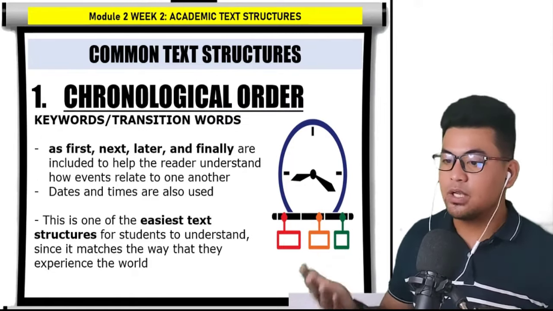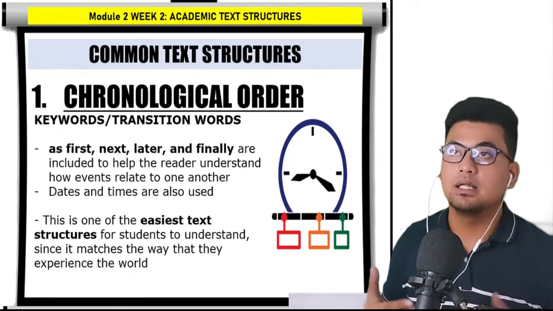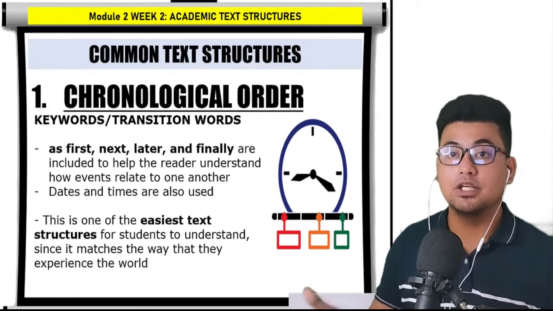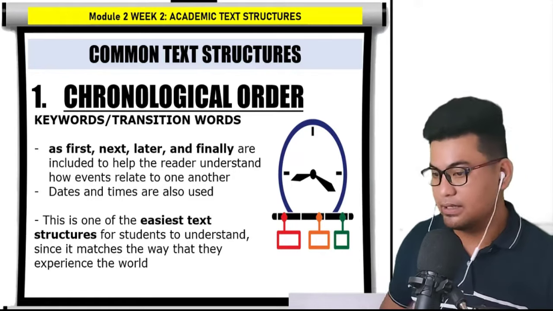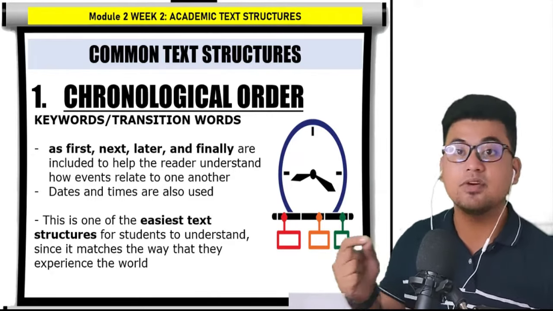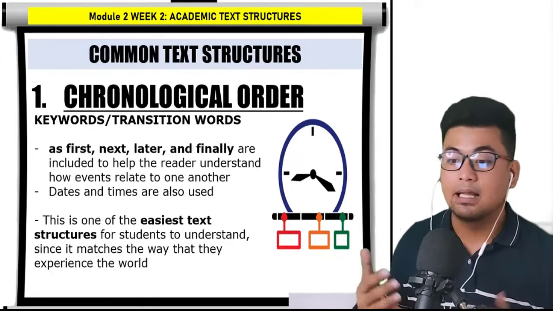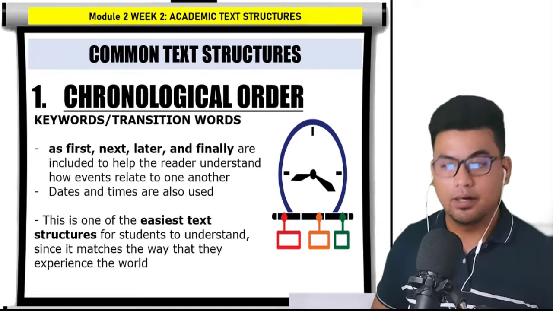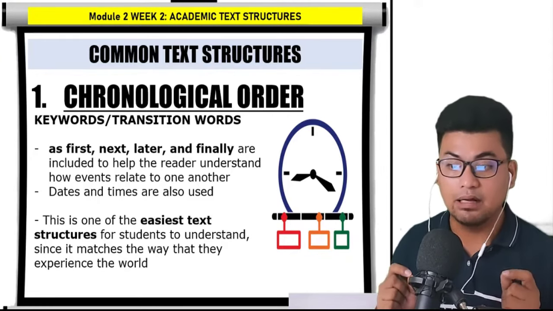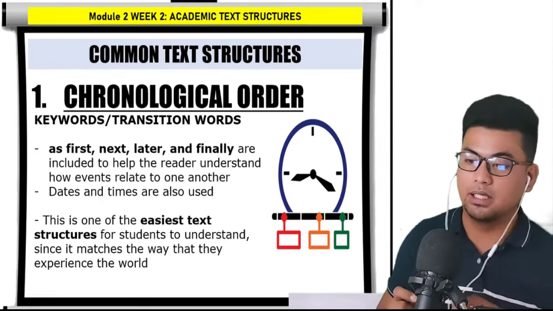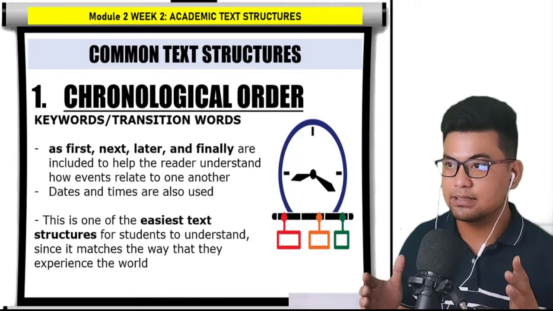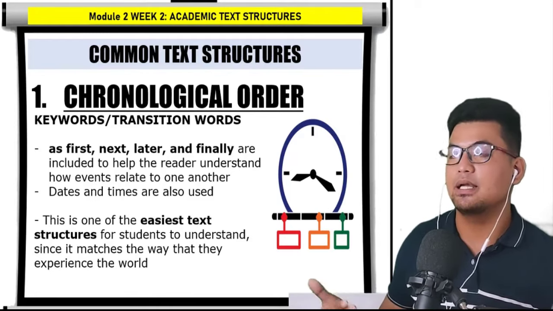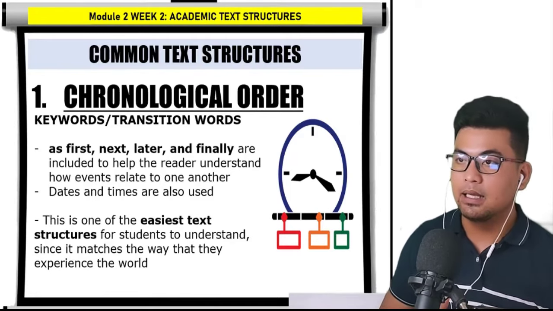All right, so the keywords or transition words commonly used in the chronological order text structure are the following, such as first, next, later, and finally, which are included to help the reader understand how events relate to one another. So when we see a writing that has a first, a second, a third.